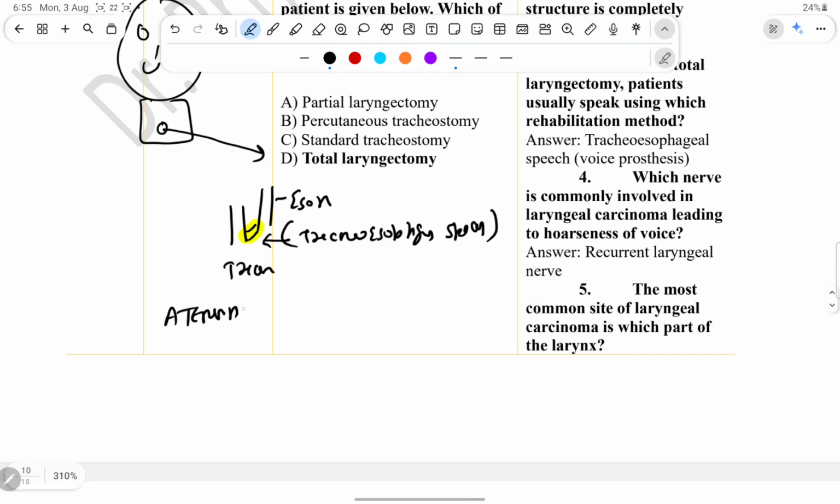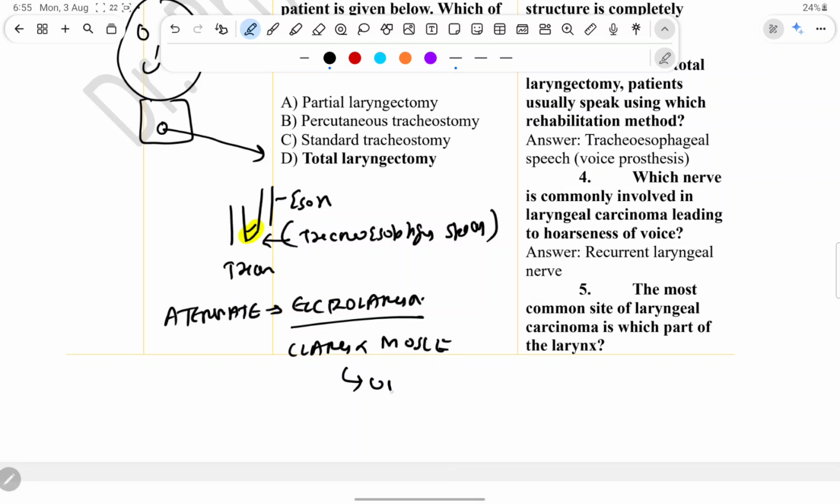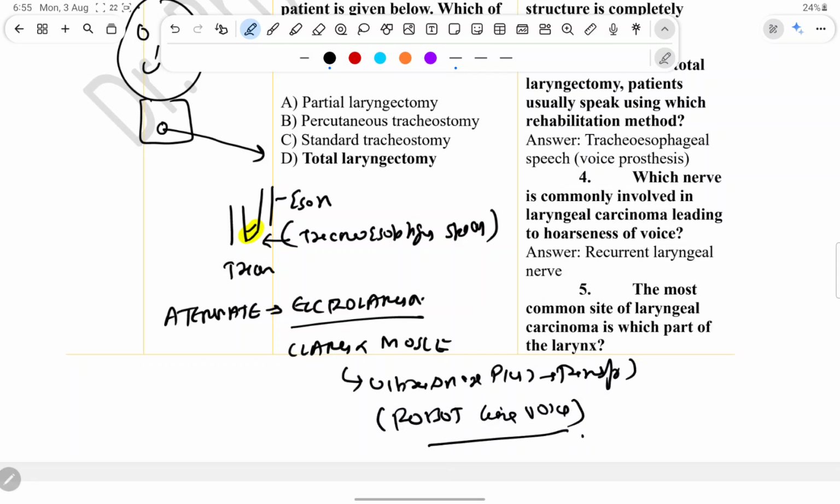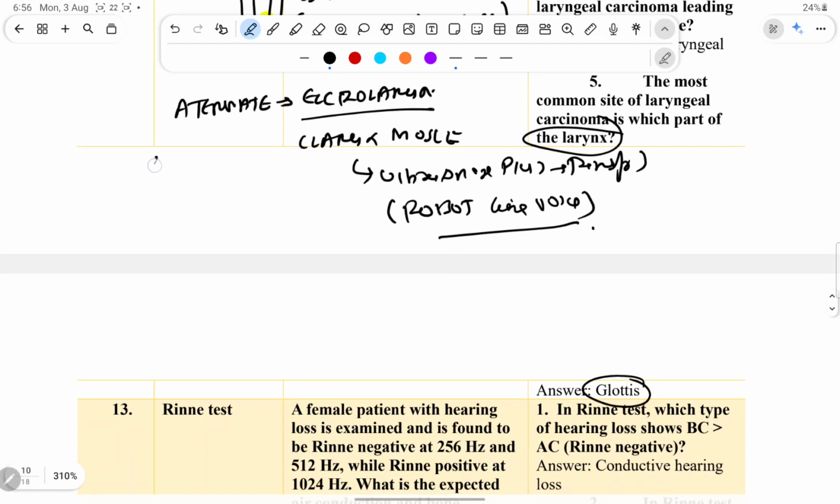Alternately, an electrolarynx can also be used. Here the larynx muscle vibrations are picked up and transferred. It results in a robot-like voice. Okay. The most common site of laryngeal carcinoma is which part of the larynx? The most important part is the glottis. This can be the glottis. It is the most commonly involved in laryngeal carcinoma.